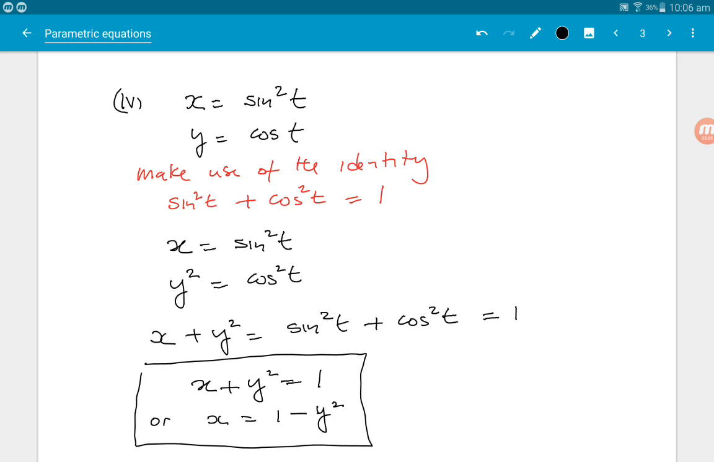So I have x equals sine squared t, that's given. If I square the y, I get cos squared t. And adding the two, x plus y squared is equal to sine squared t plus cos squared t. But sine squared t plus cos squared t is equal to 1. So that x plus y squared equals 1, or x equals 1 minus y squared. And this is the Cartesian form for this curve.